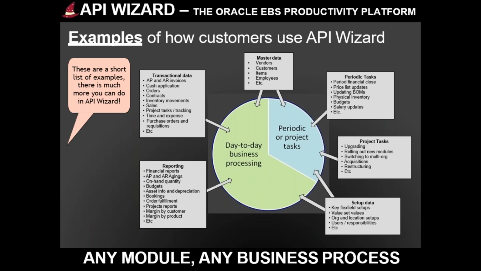So moving on to where we see our customers using API Wizard: transactional data, entering new data like new invoices, new orders, new POs; updating master data, as I mentioned, vendors, customers, items, employees; periodic tasks like price list updates, salary updates, budget updates; project tasks where you're upgrading to a new version, or you're rolling out new modules, or perhaps you've acquired a company and you need to bring on that company's assets and employees and inventory.